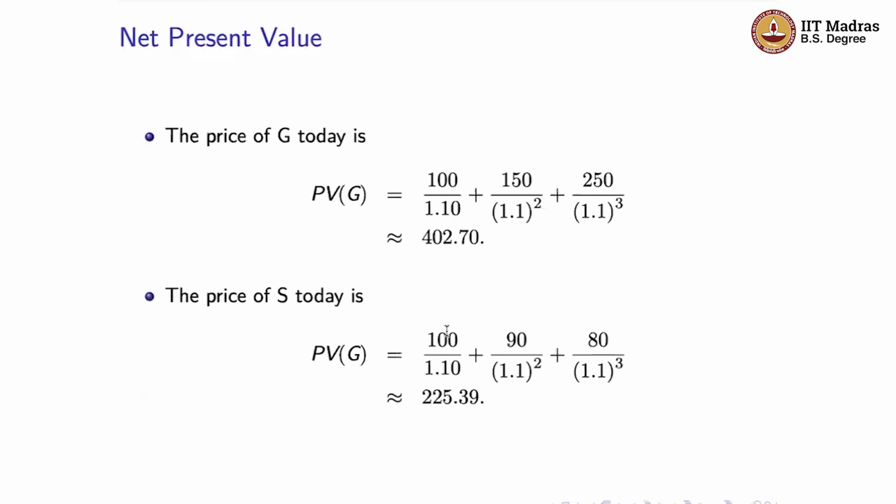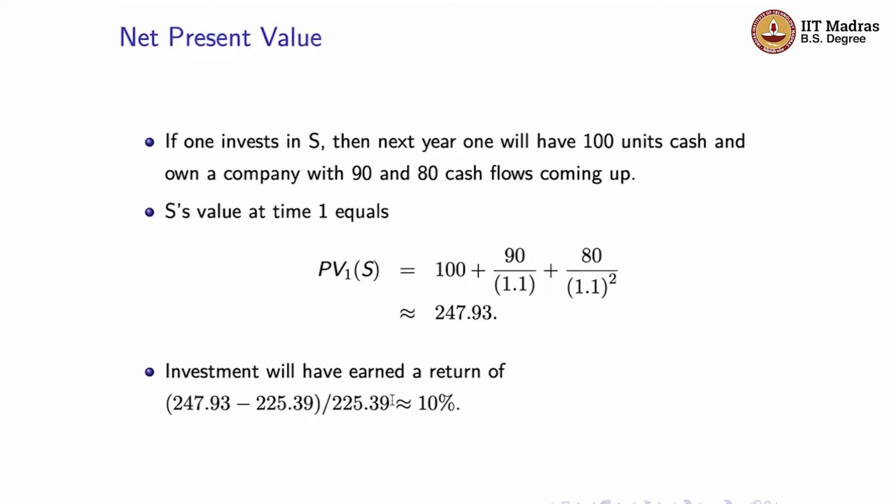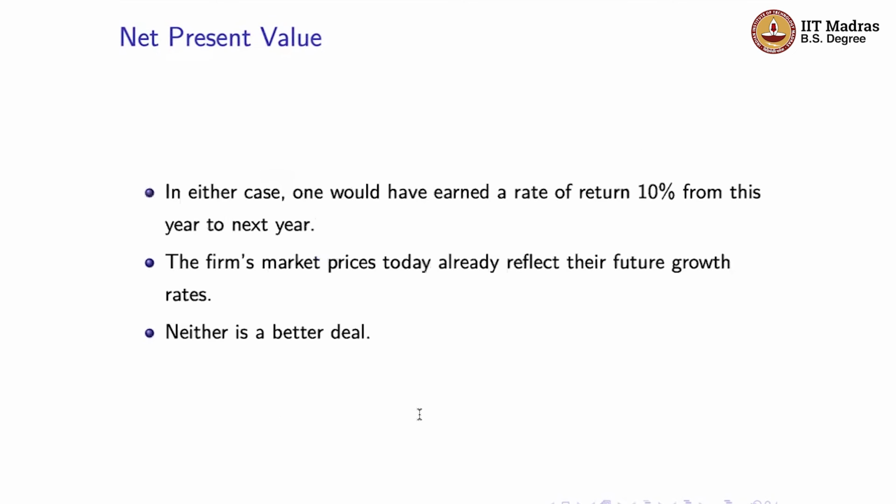So basically an investment at a cost of 225.39 is going to yield something which is worth 247.93 in the future. And again, if you do the calculation, you can show that this is also 10%, right? So both of them are going to have a return of 10%. And basically the lesson that you should take away from this is that you should not be distracted by the fact that one company is growing slower versus the other company is growing much faster. Once you are thinking about buying those things, the prices are going to be important factors as well.